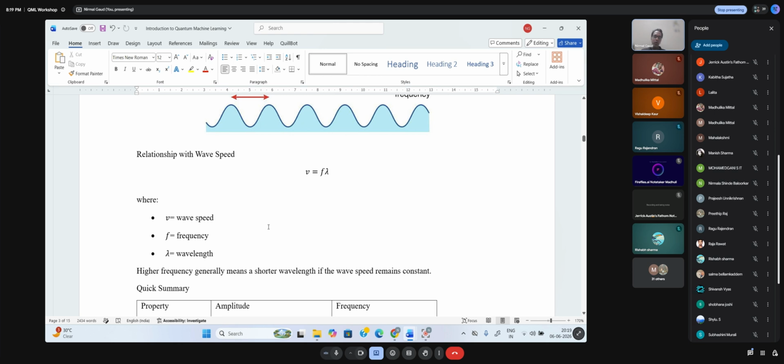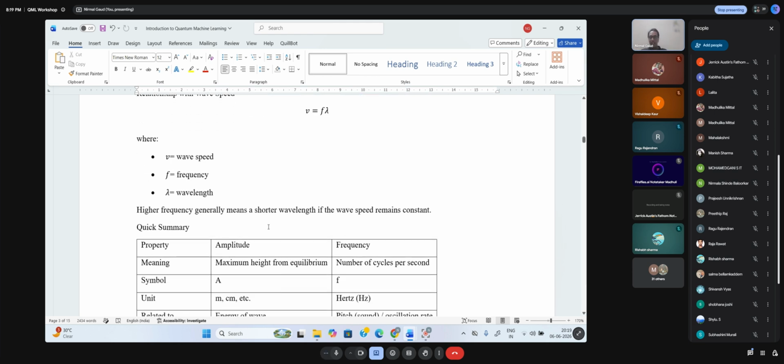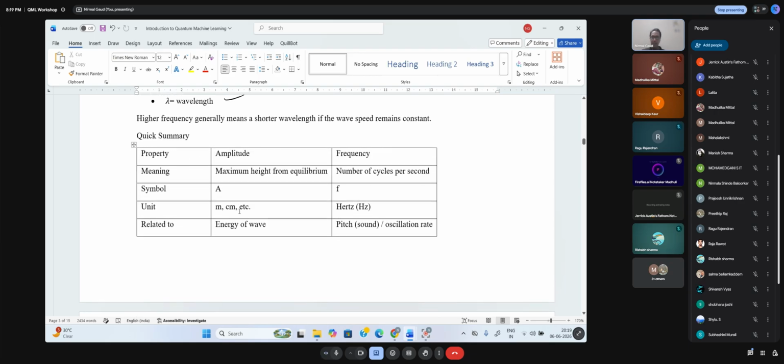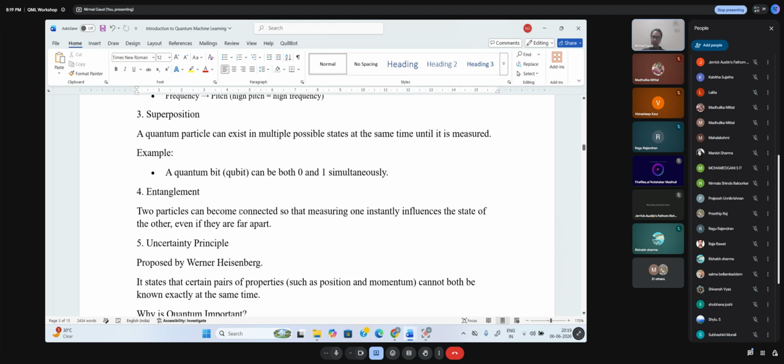And there is a formula between speed and the wave: v equal to f into lambda, where v is the wave speed, f is the frequency, lambda is the wavelength. And these formulas are not new. We have already studied them in school. Got it. In engineering physics also, you might have studied these formulas.